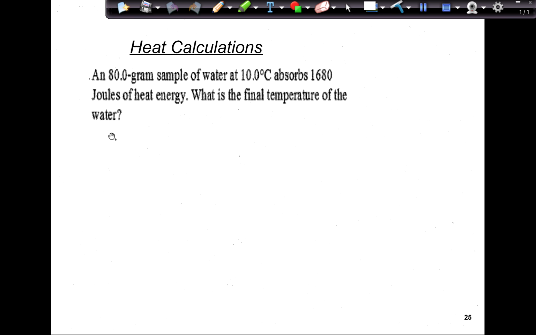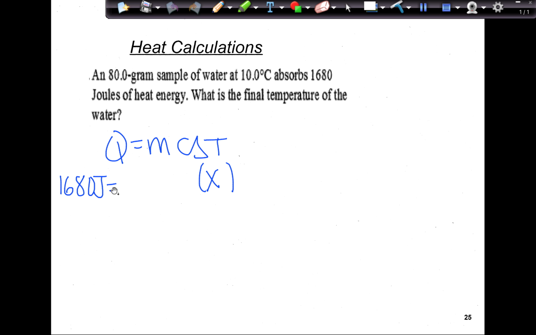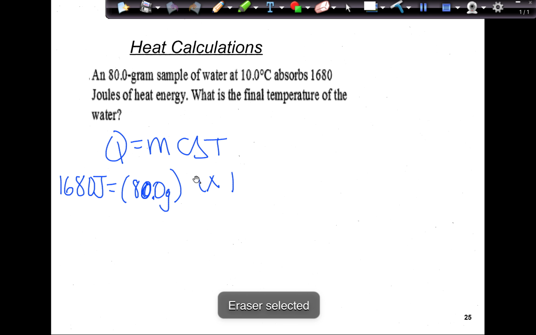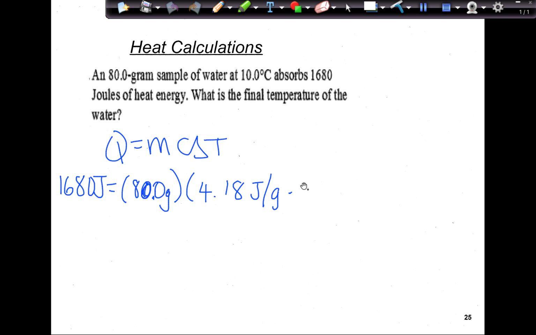If instead they're talking about the final temperature of the water, we're still using Q equals mc delta T, only I like to plug in delta T as my X. So 1,680 joules, 80.0 grams, 4.18 joules per gram, and then that can either go times degrees Celsius or kelvins, times X. And when I solve this whole thing and get X by itself, I get that X is 5.02 degrees Celsius. But that's not the end of the story here.